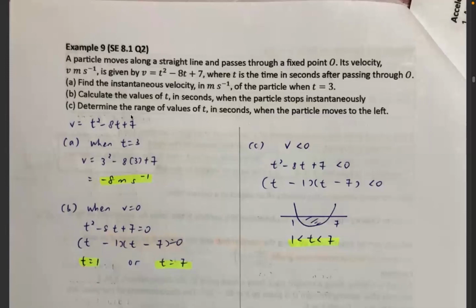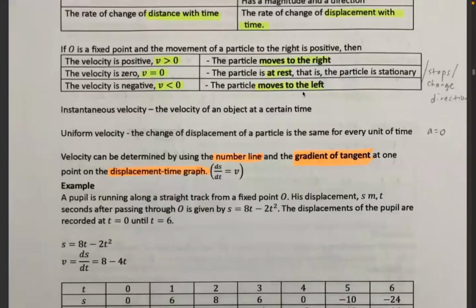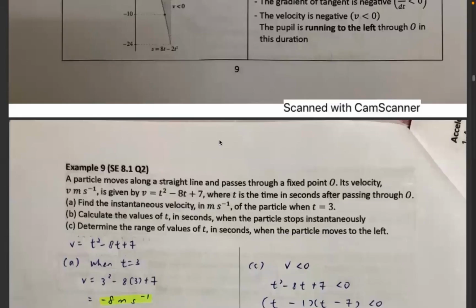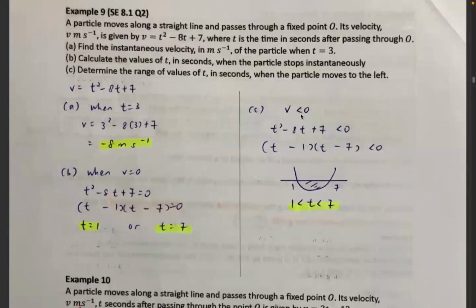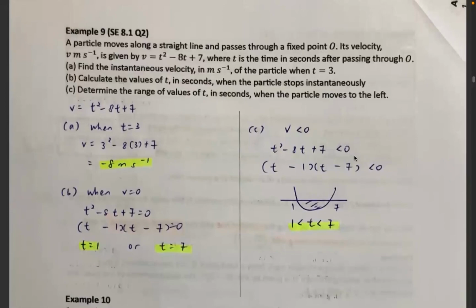Okay, next one, C. Determine the range of values of t in seconds when the particle moves to the left. Okay, we have already learned the concept. When the particle moves to the left, means velocity is negative. So that's why for this question, we put v less than 0. Okay, so t squared minus 8t plus 7 less than 0. We do factorization, (t minus 1)(t minus 7) less than 0. And since this is a quadratic inequality, please use the graph sketching method or number line method.